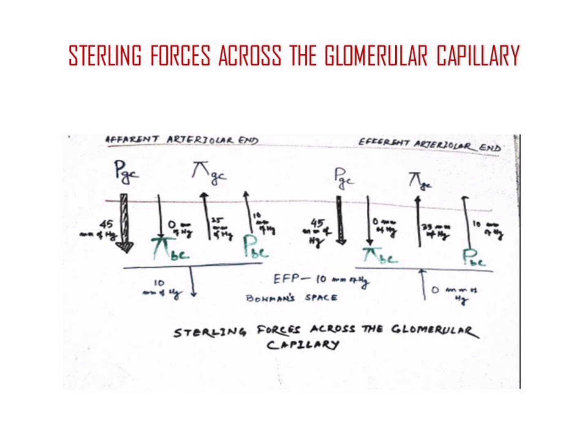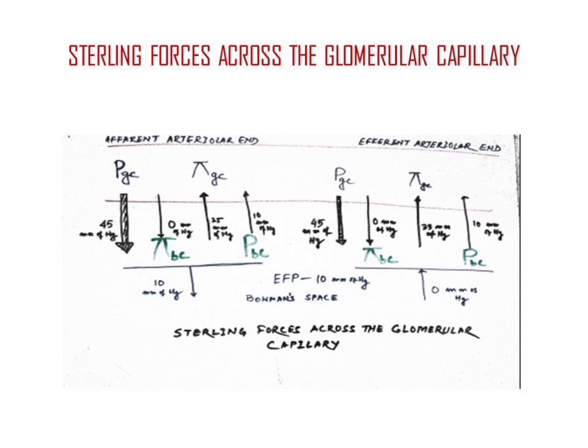So net outward force is 45 mm of mercury, and the inward force, that is the hydrostatic pressure of the Bowman's capsule, which is 10 mm of mercury, and oncotic pressure of the glomerular capillary, which is 25 mm of mercury. So net inward force is 35 mm of mercury. So effective filtration pressure at the afferent arteriolar end is 10 mm of mercury.